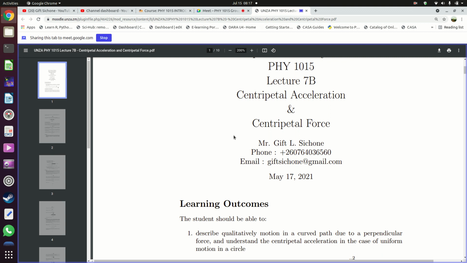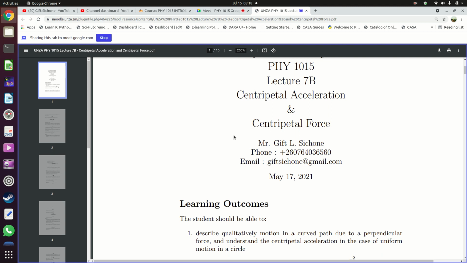What I'm trying to say here is that when an object is moving in a circle, it's not doing so because it likes moving in a circle. Objects don't like moving in circles. Objects always like to move in a straight line. So if something is moving in a circle, it is because it is being forced to move in a circle. Are we clear? Whenever you see something moving in a circle, it's because it is being forced to do so.